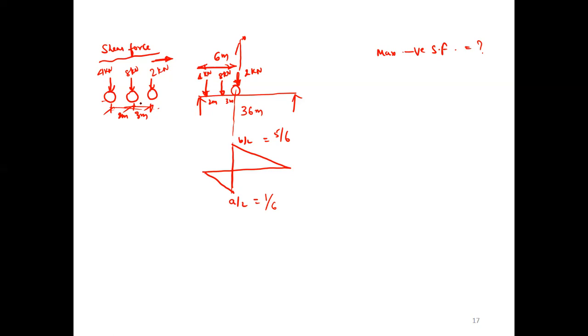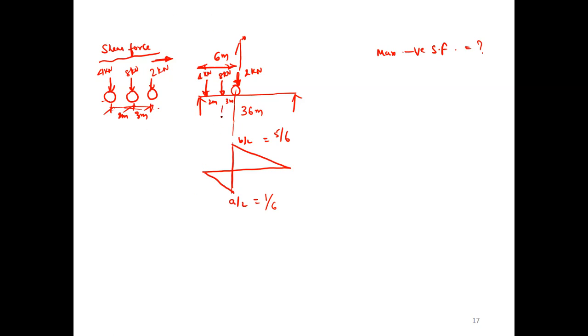Sometimes what happens? They will give 4 meter. If I give 4 meter, what happens? This is 6 meter. 3 plus 4, 7. It will be out of the support. Which one? 4 kilonewton. You ignore. Nothing to worry. You ignore this. Consider only 8 and 2.